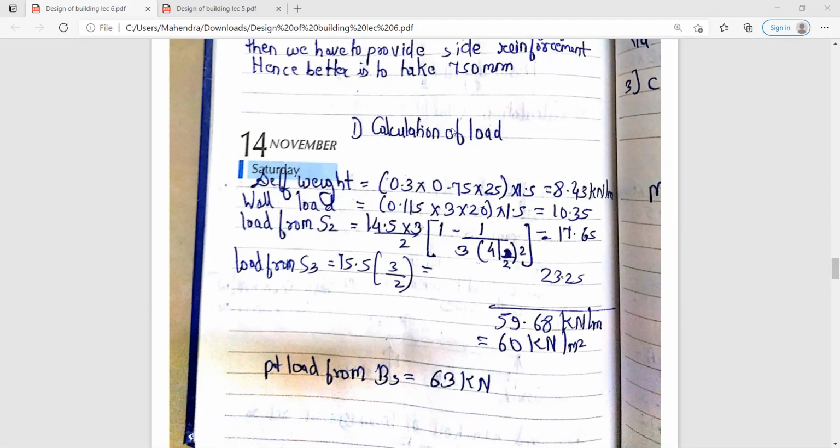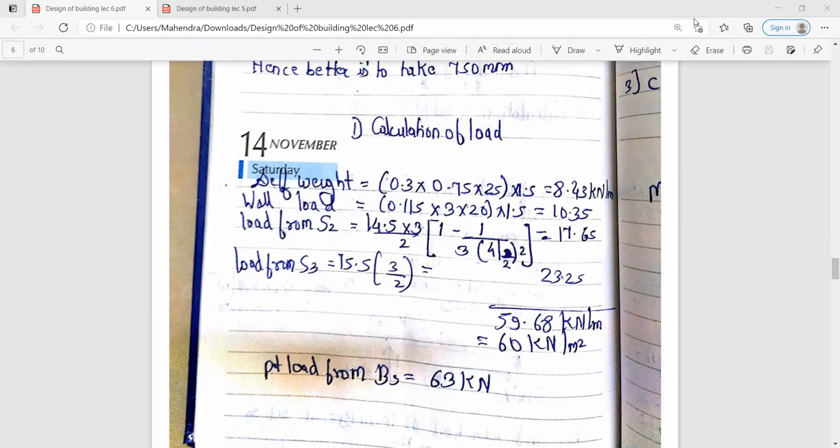Yes, can anyone let me know? Yes, how did the load from the slab S2 come? See, your total load acting on the slab S2 is 14.5. So 14.5 into W into 3 by 2. Then 1 minus 1 upon 3 into your span, which is 4. And S2 acts at two places, therefore 4 by 2 square. So your total load from the S2 you will get 17.65.